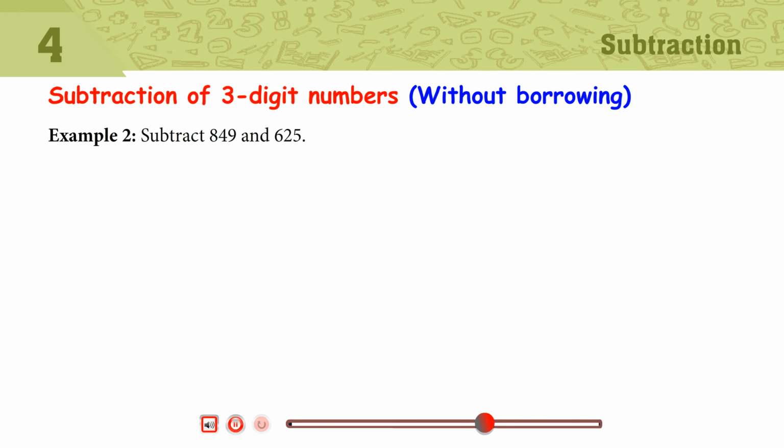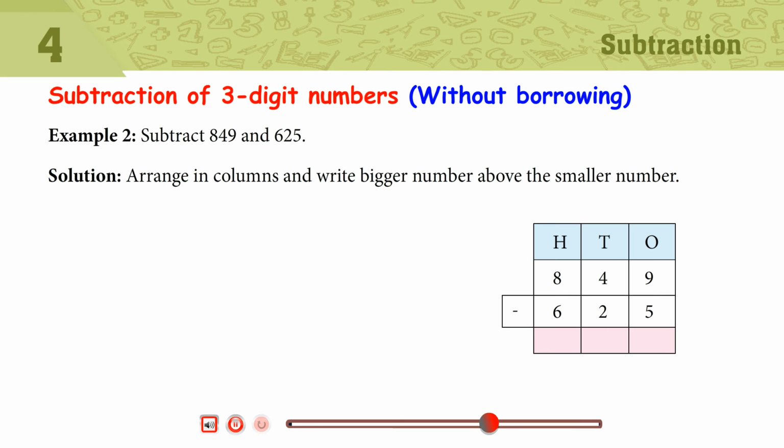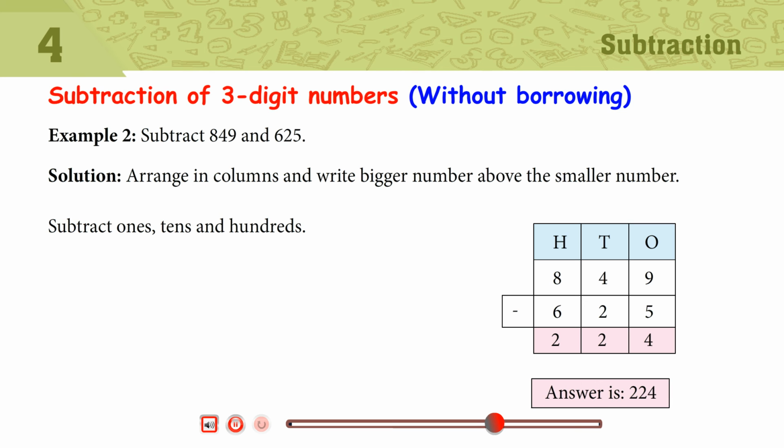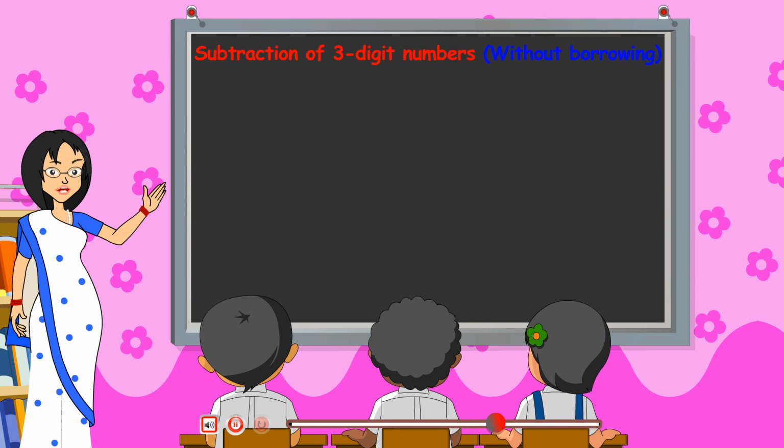Example 2. Subtract 849 and 625. Solution. Arrange in columns and write bigger number above the smaller number. Subtract ones, tens and hundreds. Answer is 224. Subtraction of three-digit numbers with borrowing.